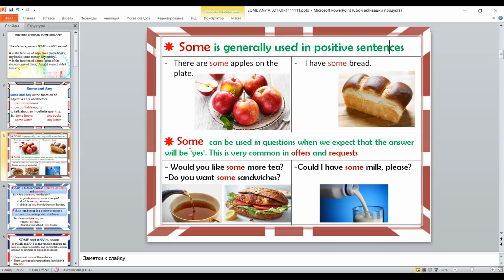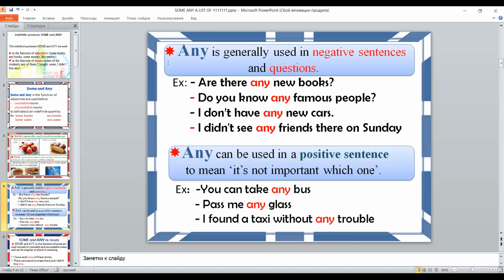But sometimes, students, some can be used in questions when we expect that the answer will be yes. This is very common in offers and requests. Would you like some more tea? Do you want some sandwich? And could I have some milk, please? And so on. Any is generally used in negative sentences and questions.